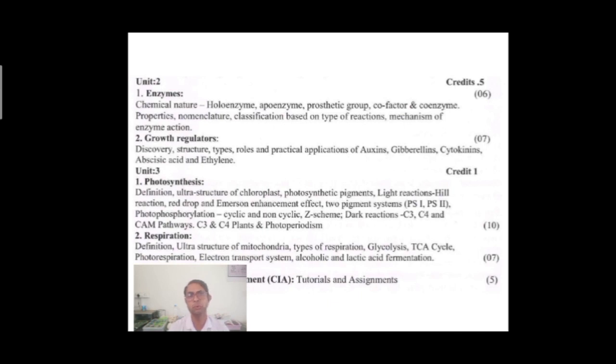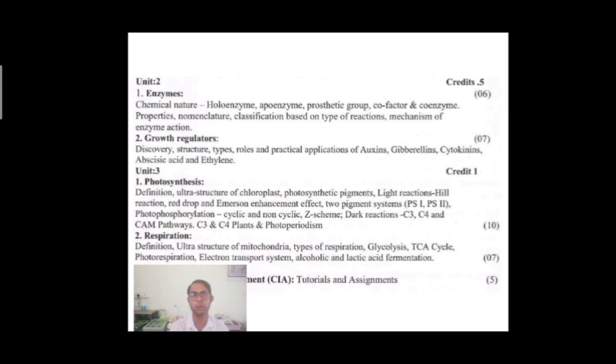Now looking at unit number 3, it includes the most important part, which is photosynthesis. In this part we are going to concentrate on the definition, ultrastructure of chloroplast, photosynthetic pigments, light reaction, then the red drop, Emerson enhancement effect, two pigment system, and other terminologies related to photosynthesis that are also discussed in this part.